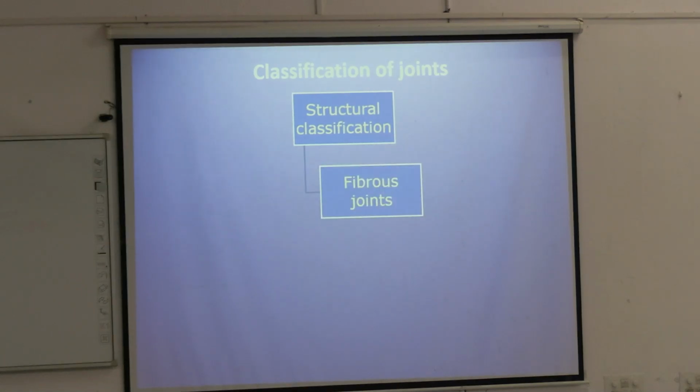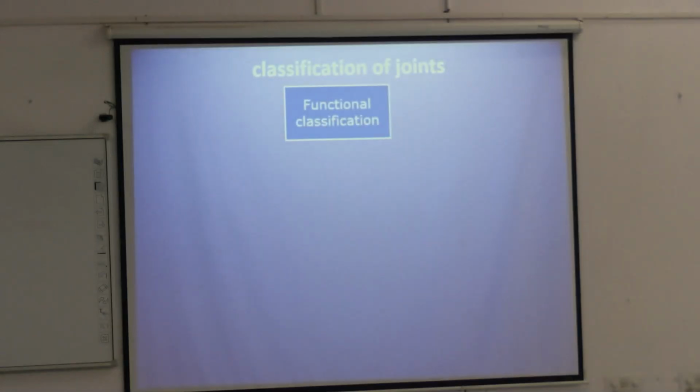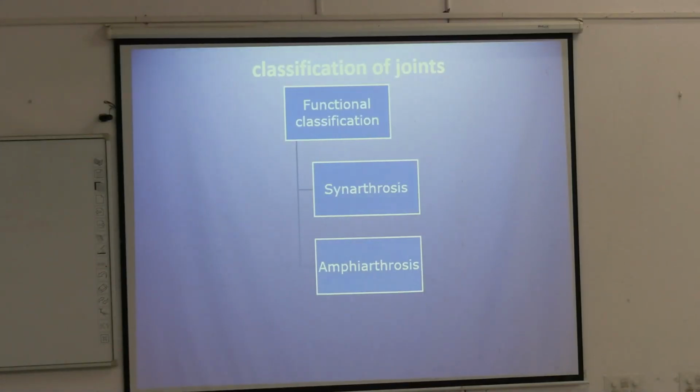Structural classification: fibrous joint, cartilaginous joint, synovial joints. Just a revision. Functional classification of joints: synarthrosis, amphiarthrosis, and diarthrosis.